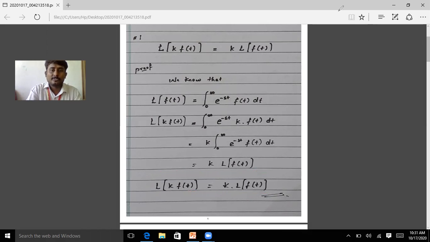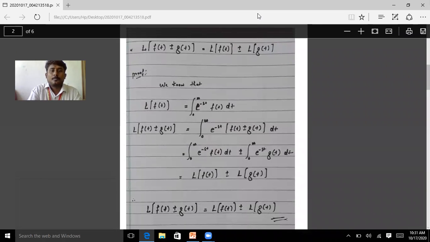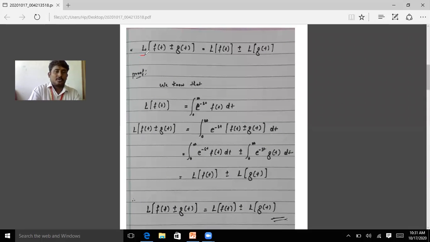So we will go to the next property. Laplace transformation of any two functions, f of t and g of t. Okay, it may be plus or minus, it will separate. So Laplace transformation of f of t plus or minus g of t is always equal to the Laplace transformation of the first function plus or minus the Laplace transformation of the second function. Okay, we will prove this one.